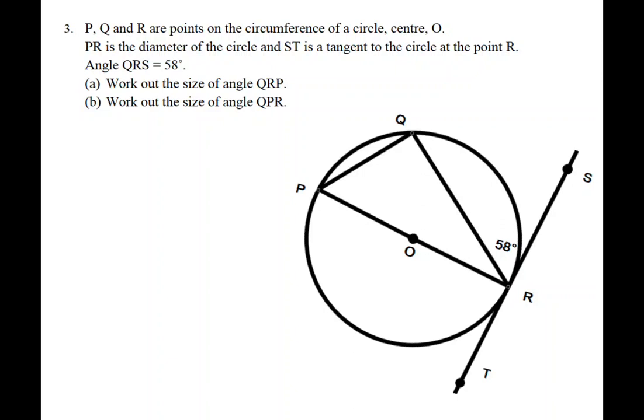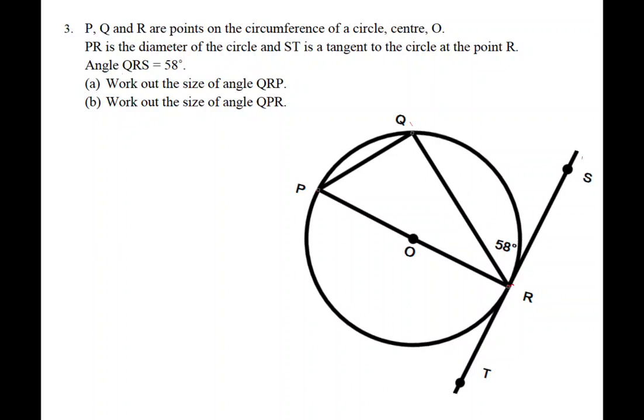Now P, Q and R are points on the circumference of a circle, center O. PR is the diameter of the circle and ST is the tangent. PR is the diameter and this is the tangent. Angle QRS is equal to 58. It's given. Work out the size of angle QRP.